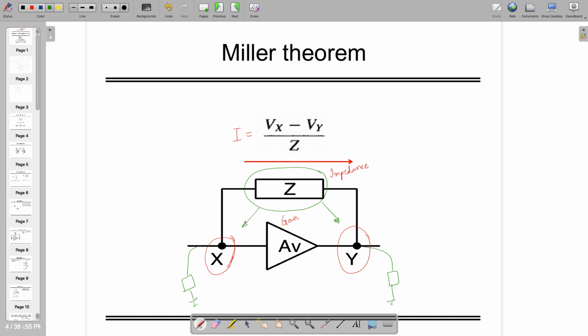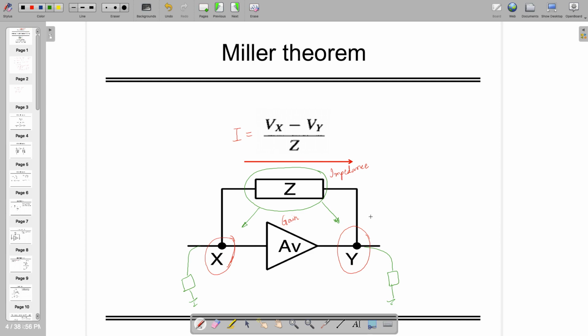I don't want Z in between X and Y because I want everything in pi model or with respect to ground. So it's very easy to analyze and things become handy rather than going into this X to Y point, finding out the current and other things. You'll realize that if it is in the pi model, it's good. So let's go with that.